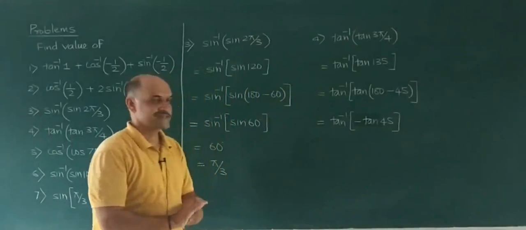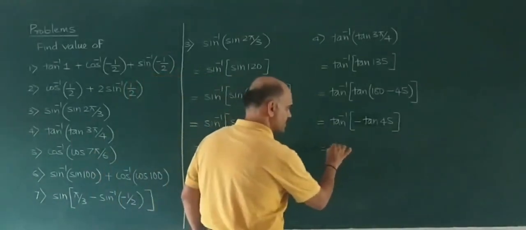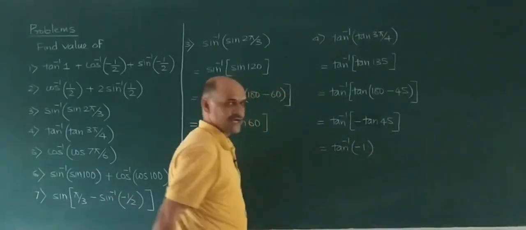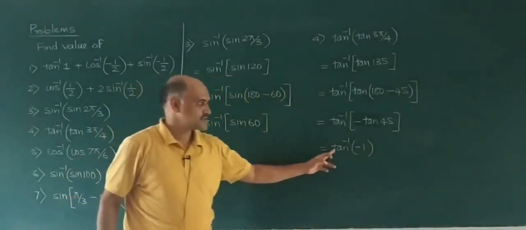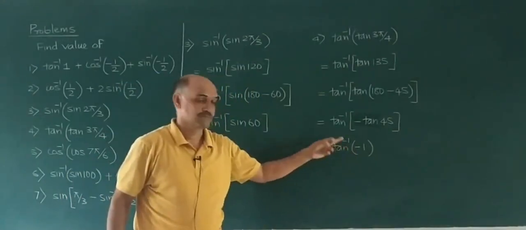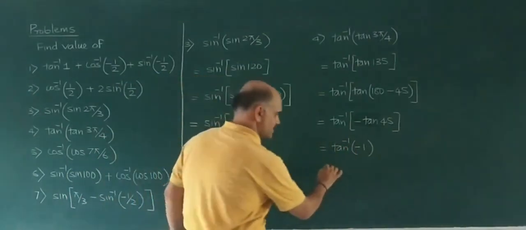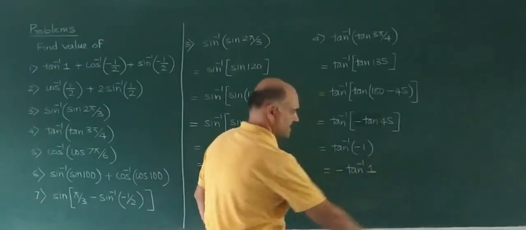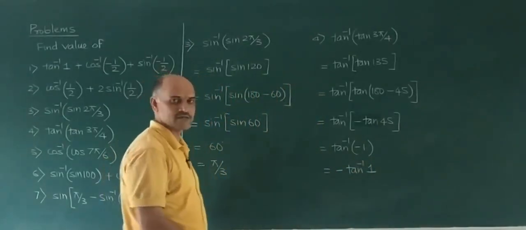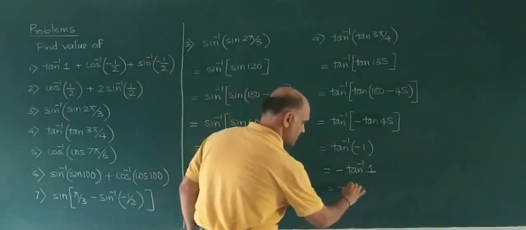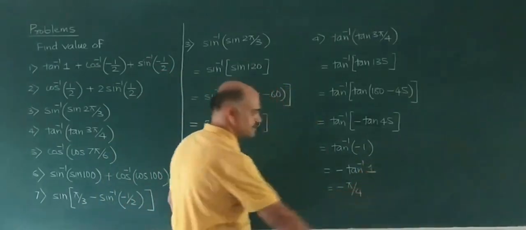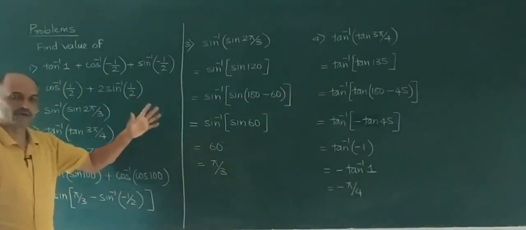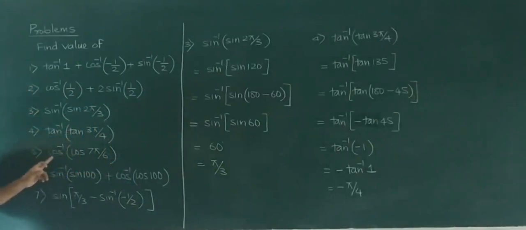Tan 45 is 1. So substitute: tan inverse of minus 1. Again, tan inverse of minus x is minus tan inverse x. So this is minus tan inverse 1. Now substitute: tan inverse 1 is pi by 4. So the answer you will have is minus pi by 4. Is it clear? Okay.